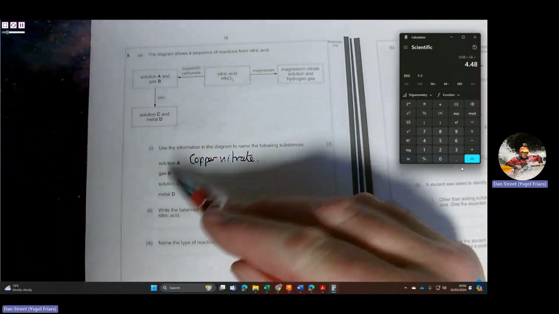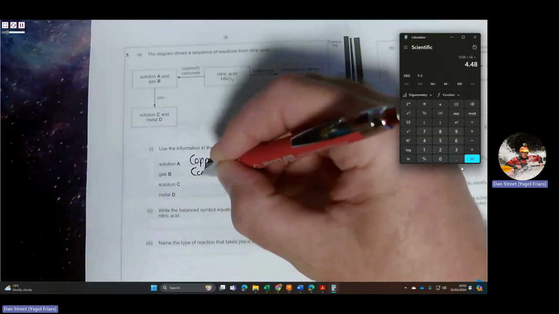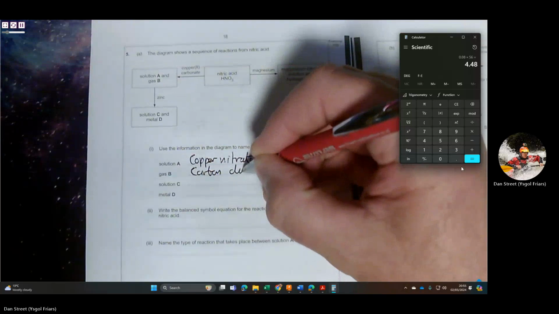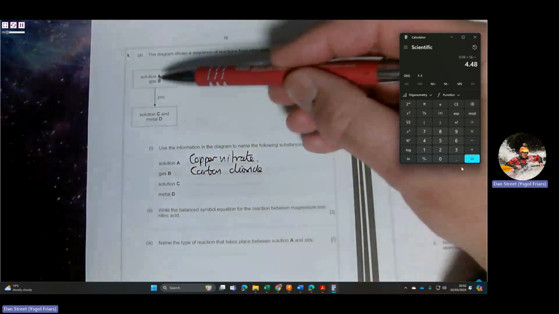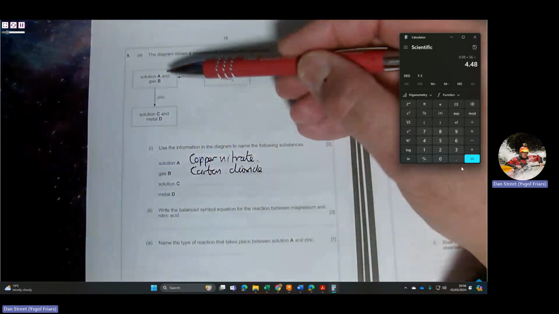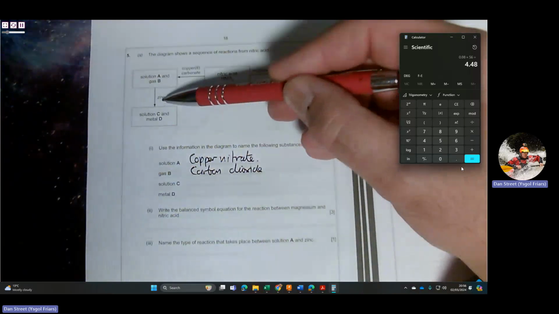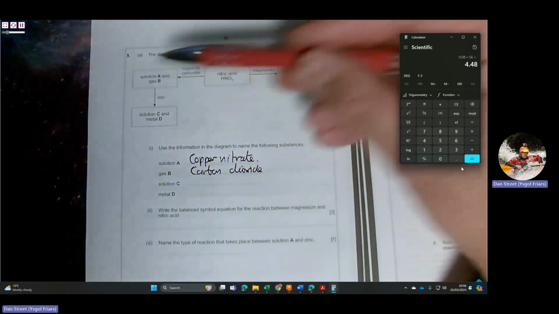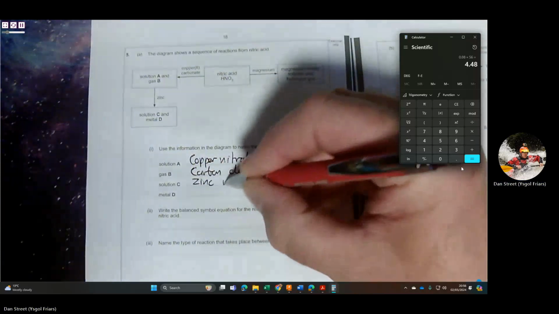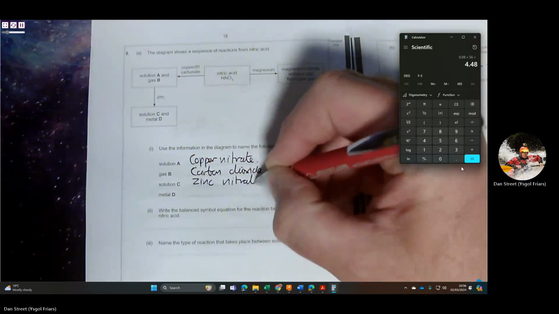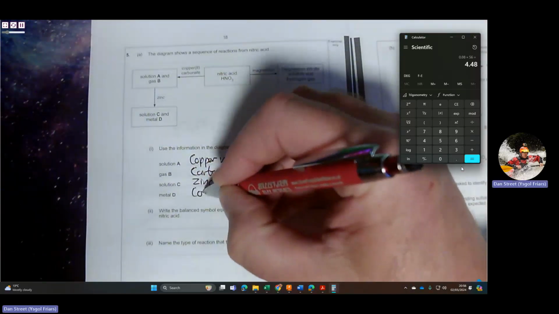Gas B, so this is a carbonate. So that tells us that gas B must be carbon dioxide. And then solution C, that's the result of a displacement reaction between copper nitrate and zinc. So solution C is going to be the zinc nitrate, because zinc is more reactive than copper and therefore will displace it from copper nitrate. So solution C is zinc nitrate. And metal D is the copper that's been displaced.